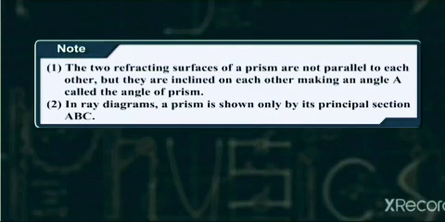Note: 1. The 2 refracting surfaces of a prism are not parallel to each other, but they are inclined on each other, making an angle A called the angle of prism. 2. In ray diagrams, a prism is shown only by its principal section ABC.